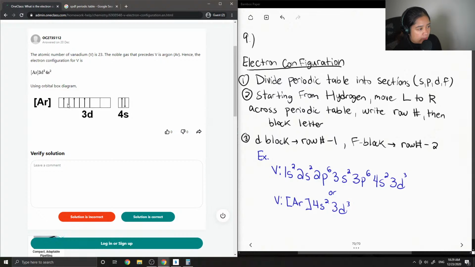And then they show the orbital box diagram, so you can see here how the 4s has a filled orbital, and then for 3d3 you have 3 unpaired electrons. Yep, so this solution is correct.